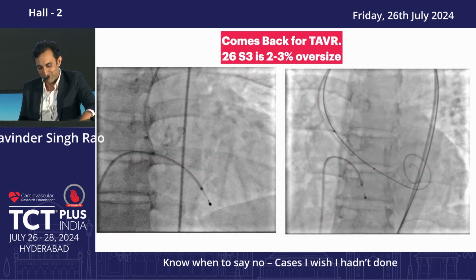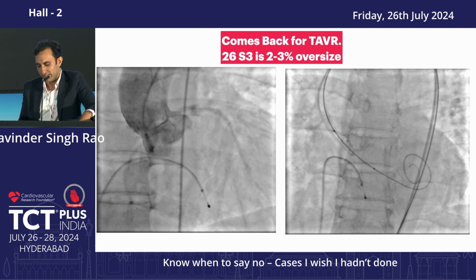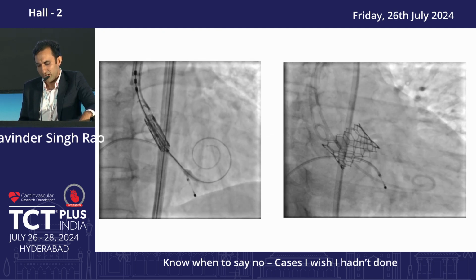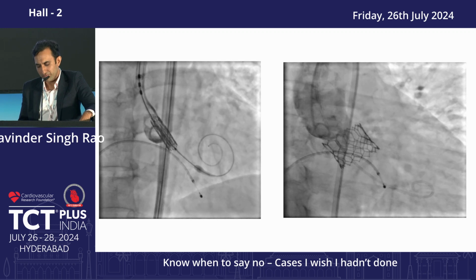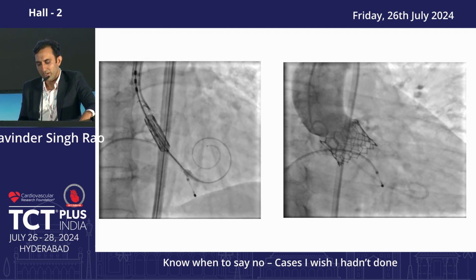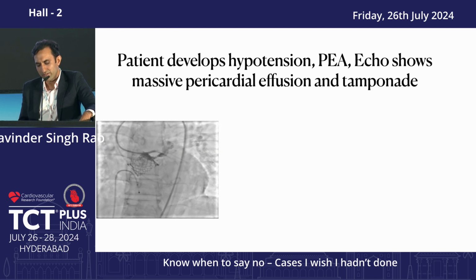But anyway, this patient comes back. And then we implanted a 26 valve, which is just 2% oversized, with standard steps. Everybody is happy, but immediately the patient collapsed, with pulseless electrical activity.